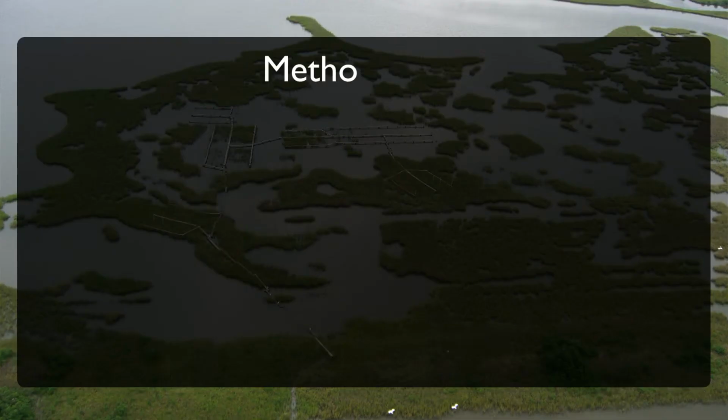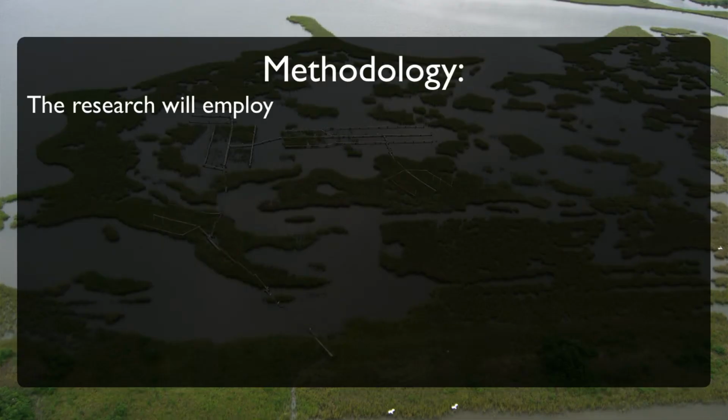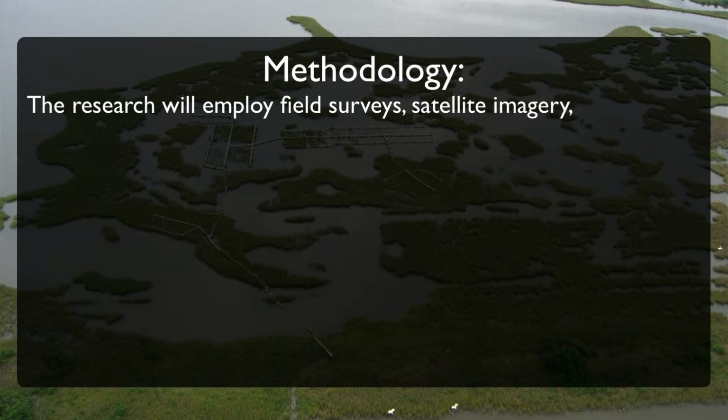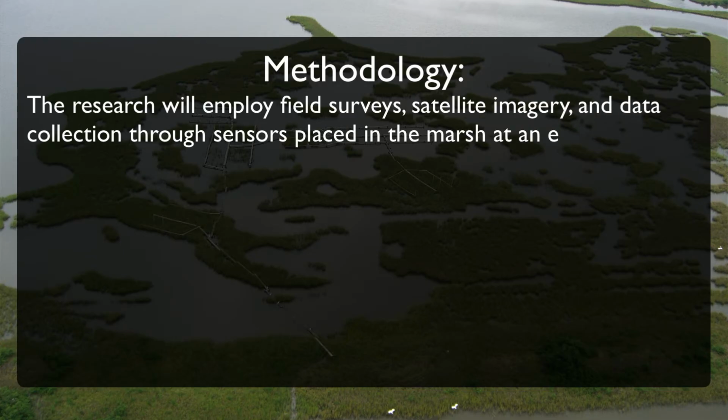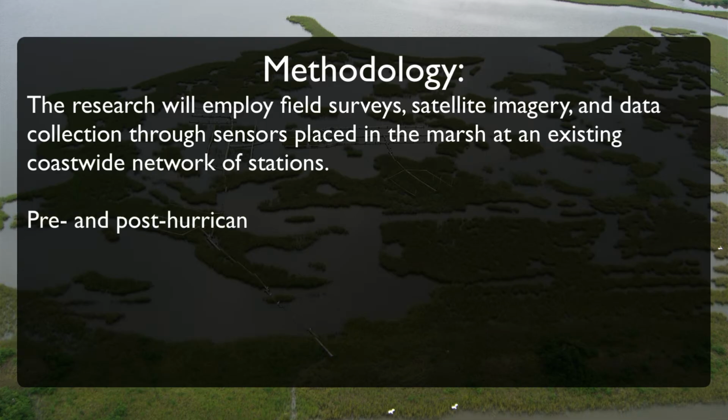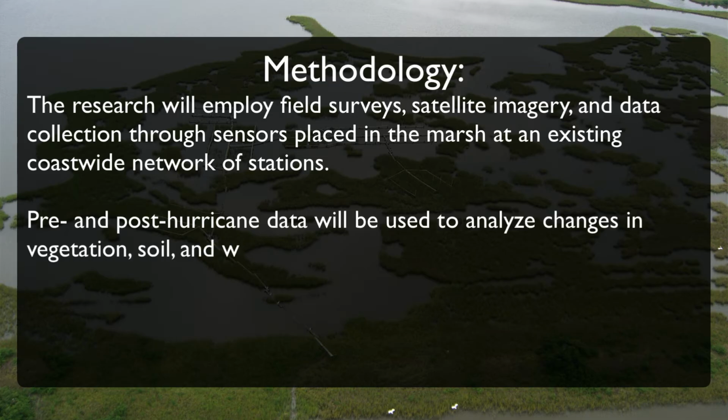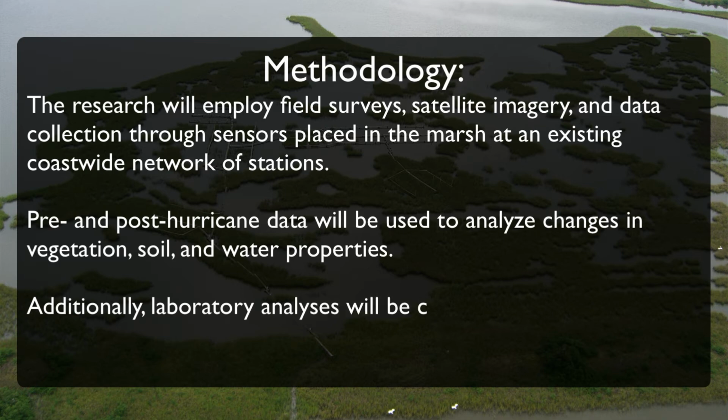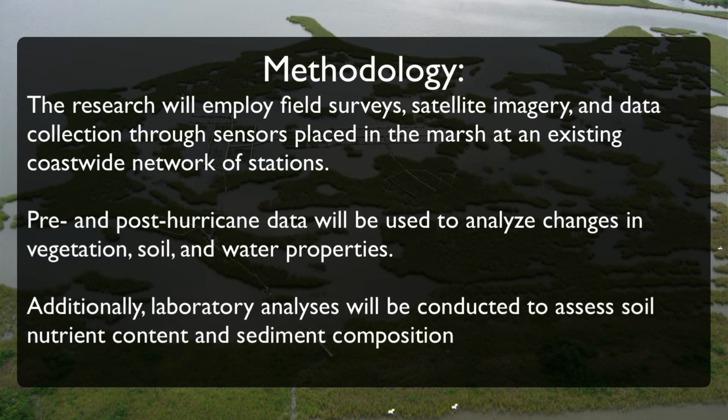The methods are then briefly described. The research will employ field surveys, satellite imagery, and data collection through sensors placed in the marsh at an existing coast-wide network of stations. Pre- and post-hurricane data will be used to analyze changes in vegetation, soil, and water properties. Additionally, laboratory analyses will be conducted to assess soil nutrient content and sediment composition.